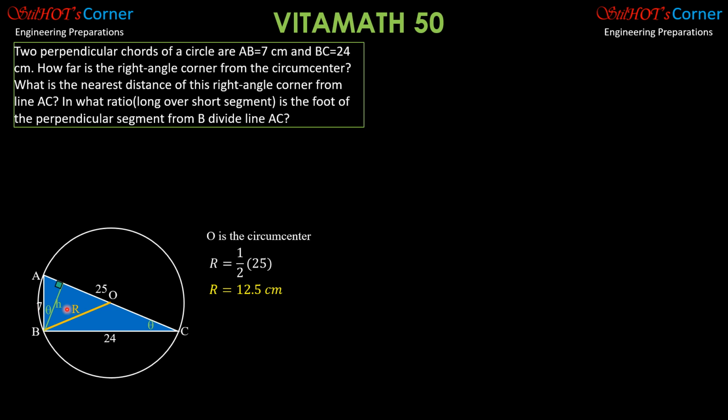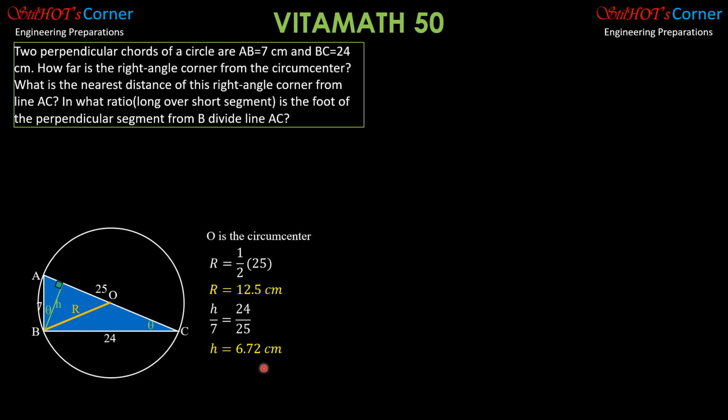So we use adjacent of theta to hypotenuse ratio. Adjacent to theta for this small triangle is H. The hypotenuse is 7. And for this big triangle here, the adjacent side is 24 and the hypotenuse is 25. So that is H as to 7 equals 24 over 25. From there, we can now compute H, the nearest distance of the right angle corner to line AC, is H, and H is 7 times 24 over 25, and that is equal to 6.72 cm.